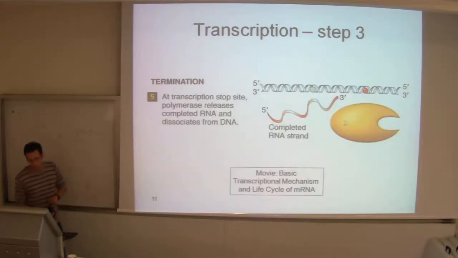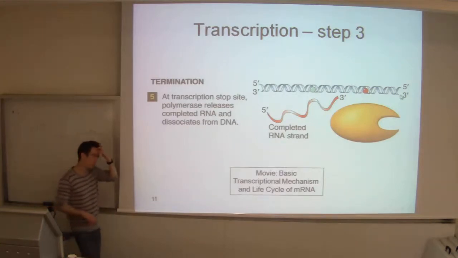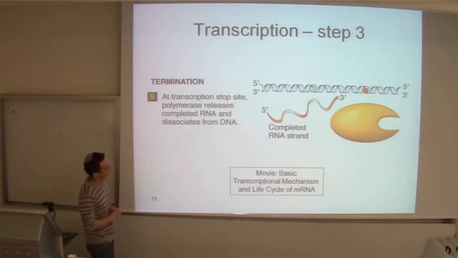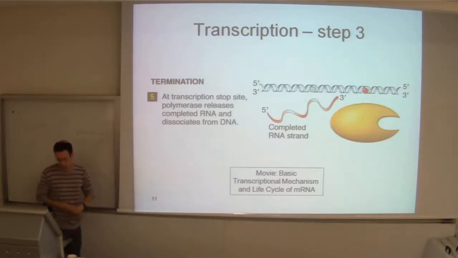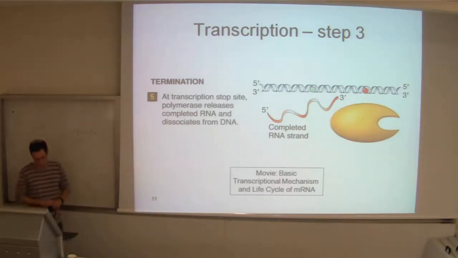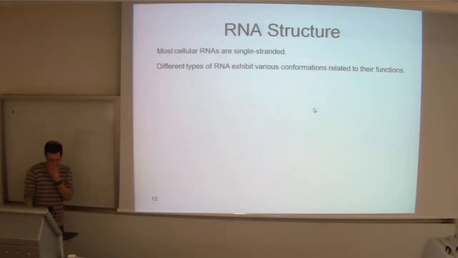Okay, and then when the polymerase meets a stop codon, a certain sequence on the DNA, it dissociates from the DNA, and the completed RNA molecule is formed. Okay, this was a very shallow description of the transcription machinery, but sufficient for our purposes.